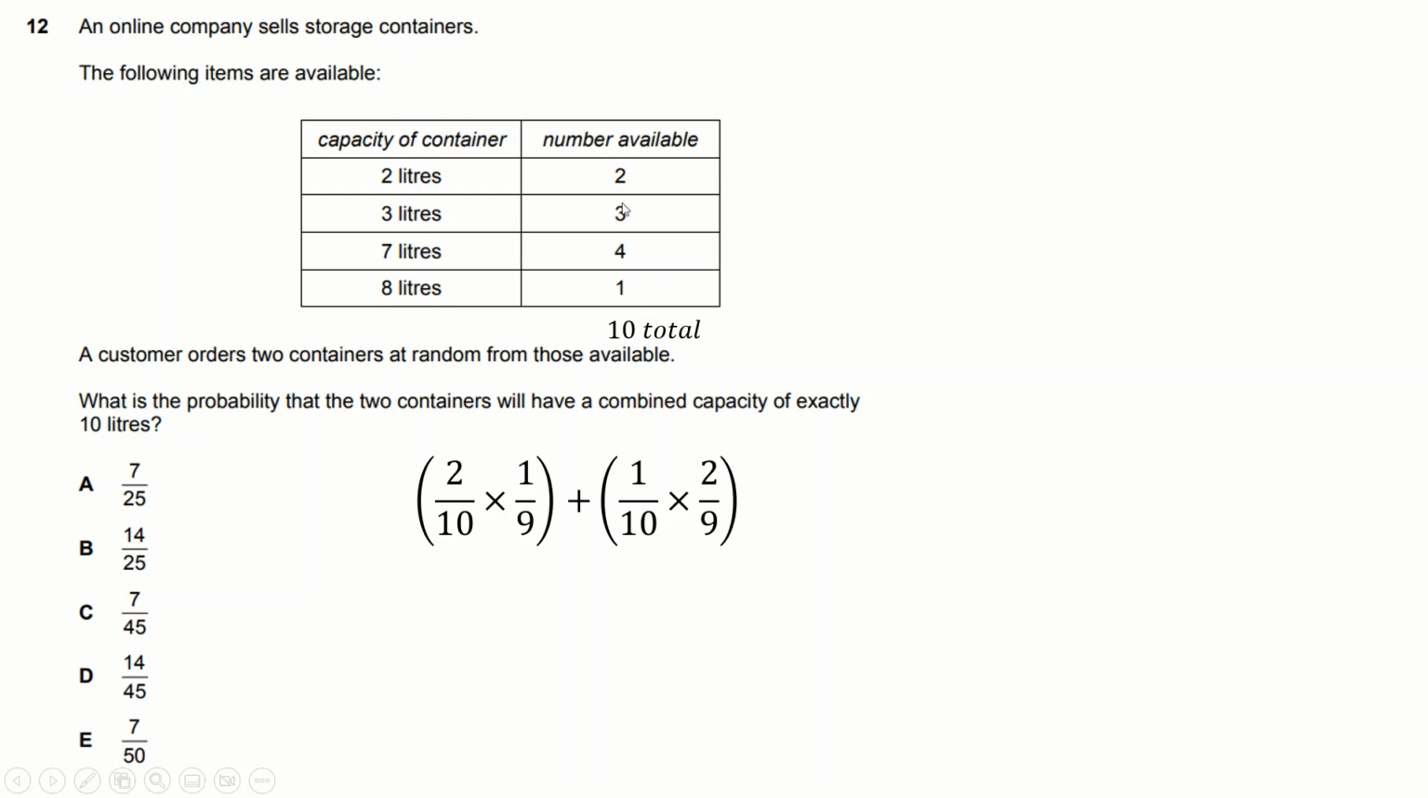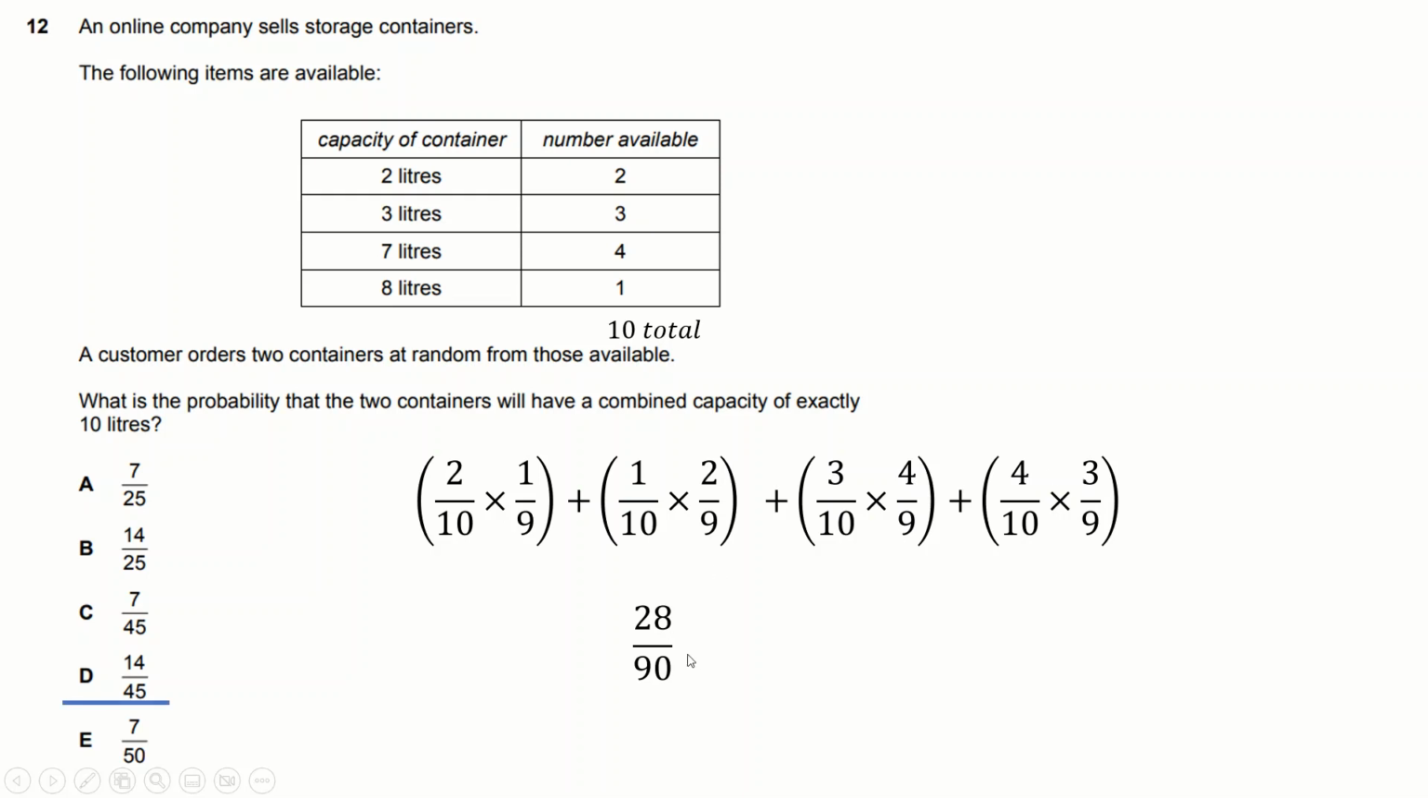So you take one of the 3's first, and then one of the 7's, or one of the 7's first, then one of the 3's. Of course, all these denominators are just 90, so all I need to do is 2 times 1 is 2, plus 2 times 1 is 2, which is 4, plus 12 is 16, plus another 12 is 28. Half that, 14 over 45, would be our answer.